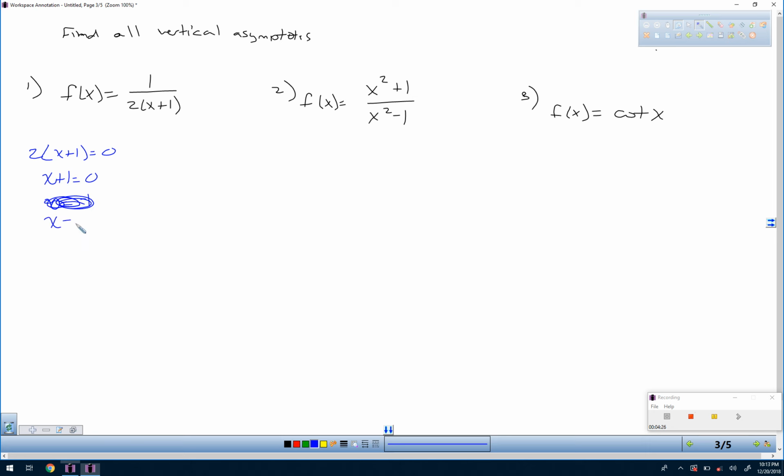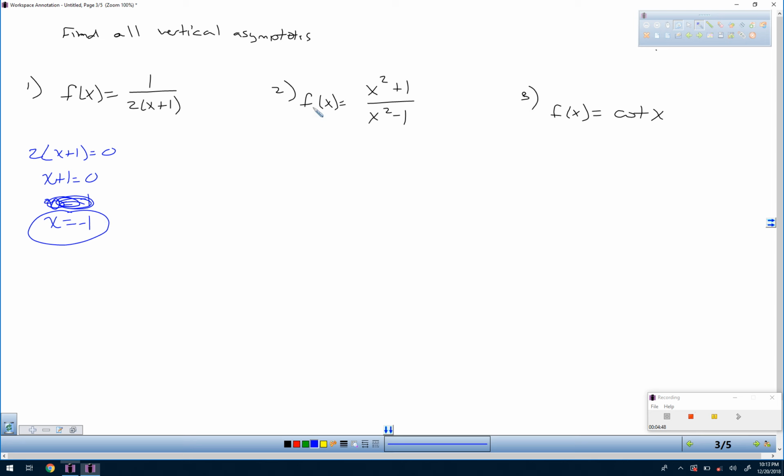So I get x is equal to negative 1. And I can't just assume that is going to have a vertical asymptote, because I have to test out the second part of that statement, is that the numerator part is not equal to 0 at this value. Well, if you notice, the numerator is always equal to 1 for this function, so it's not going to equal 0. In other words, this is a vertical asymptote. So if I were to graph this, I would have a vertical asymptote at x is equal to negative 1.